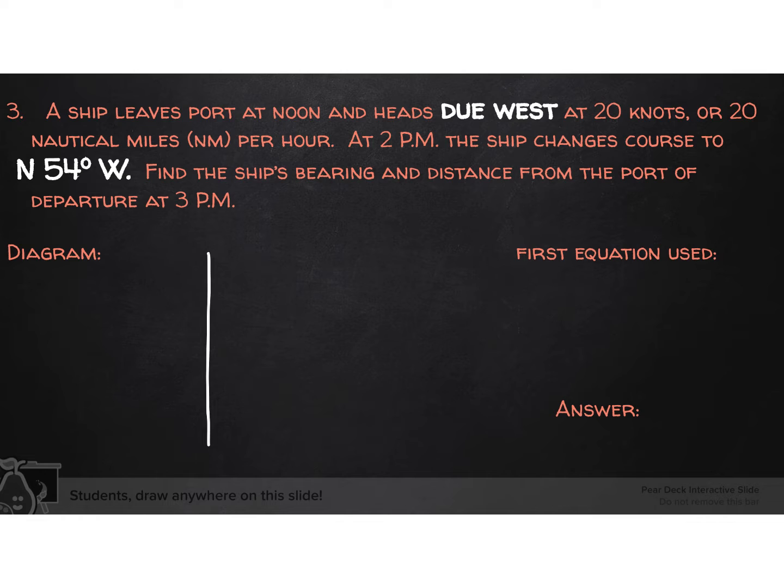I'm going to draw it a little bit more down like this. Okay, so here's my port. I'm going to call it P. It goes due west, so that's just along the axis, at 20 nautical miles per hour. And it goes for 2 hours because that was from noon to 2 p.m. So this actually went 40 nautical miles.